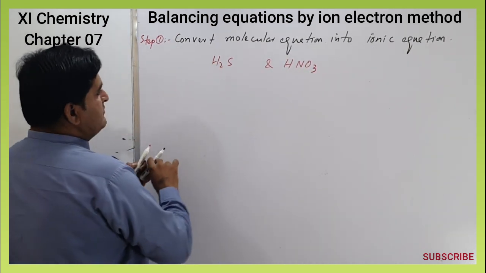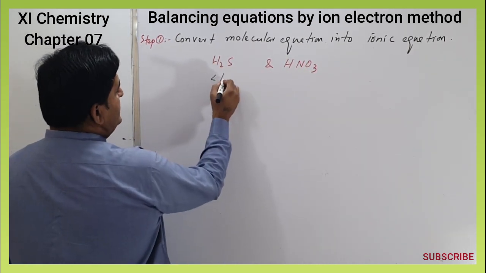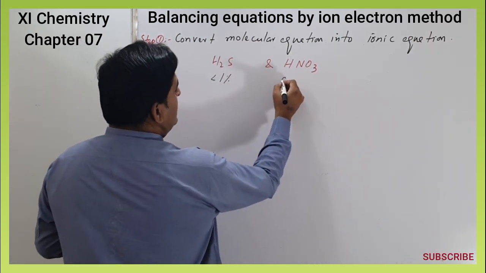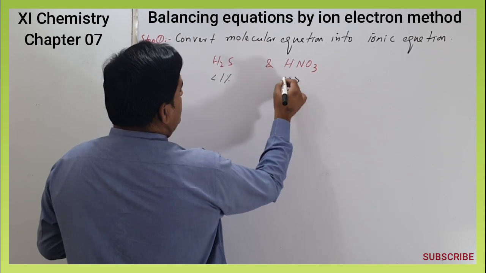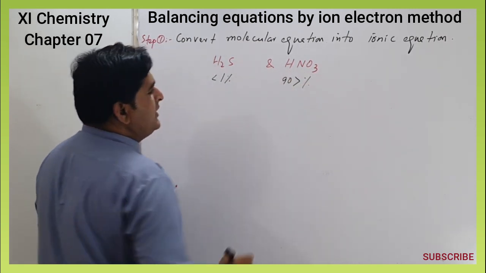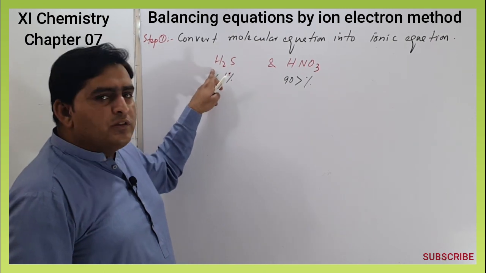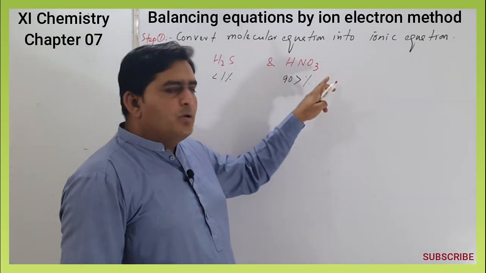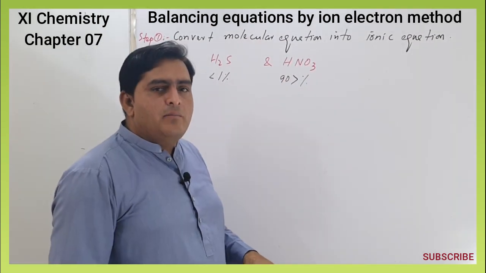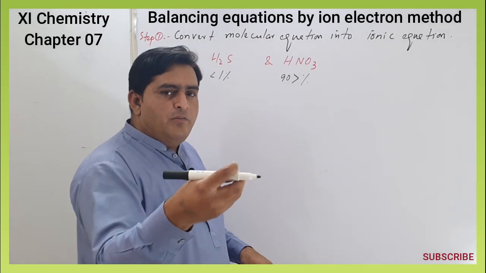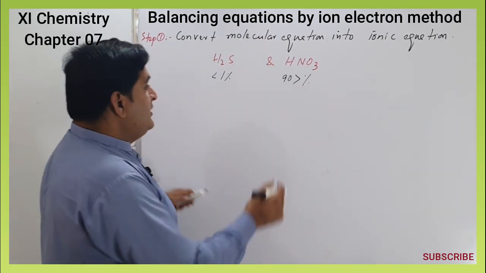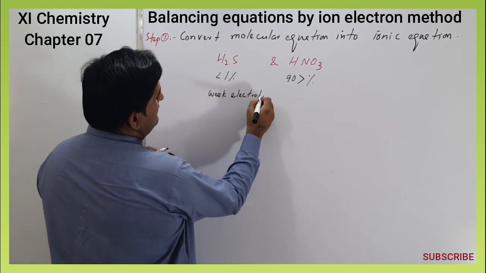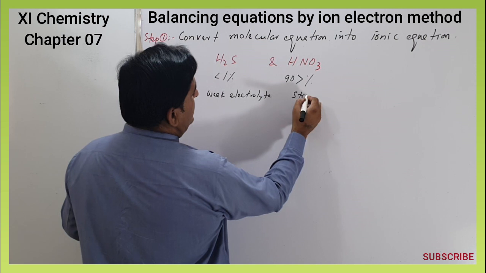We know that H2S is a very weak acid having percentage of ionization less than 1%, and HNO3 is a very strong acid having dissociation percentage greater than 90%. So when we put H2S into water, it produces less than 1 mole of ions per 100 moles. HNO3 produces more than 90 moles of ions per 100 moles. So this one is a weak electrolyte, and this one is a strong electrolyte.